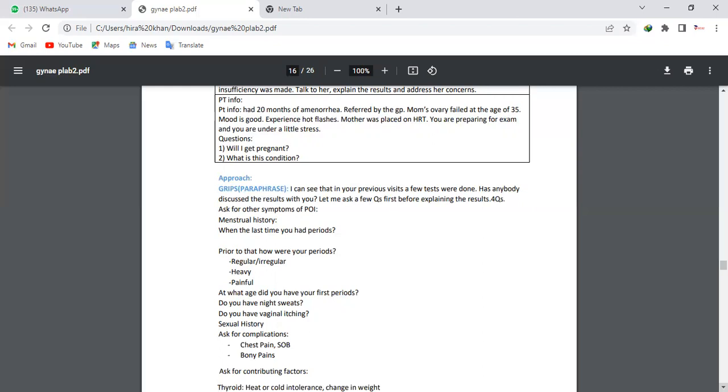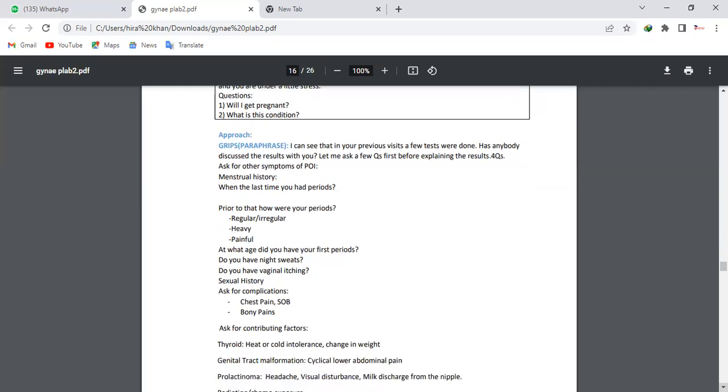So how we are going to start is paraphrase. Ask the 4 questions. Ask about the detailed menstrual history. Ask, if she said that I do not have periods, when previously you had the periods, how were they? Regular, irregular, heavy, painful. Then at what age did you have your first periods?